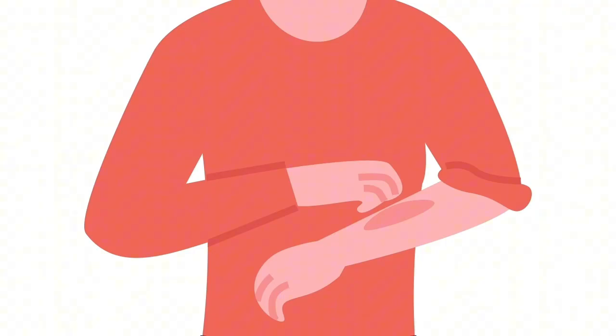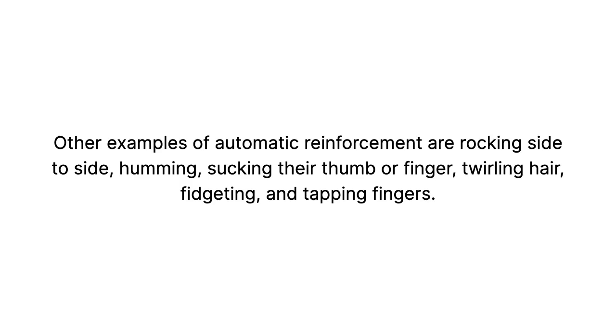Automatic reinforcement may also be used for pain reduction. For example, think about getting a mosquito bite and scratching it. Scratching makes you feel better, therefore you're more likely to scratch an itch. Other examples of automatic reinforcement are rocking side to side, humming, sucking their thumb or finger, twirling hair, fidgeting, tapping fingers, and other similar behaviors.